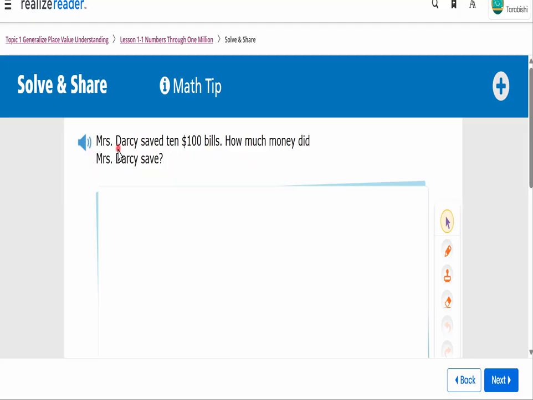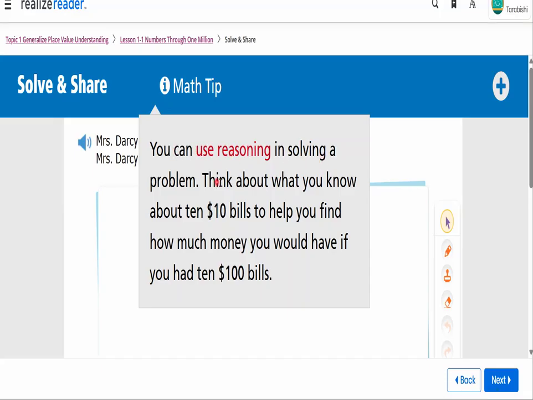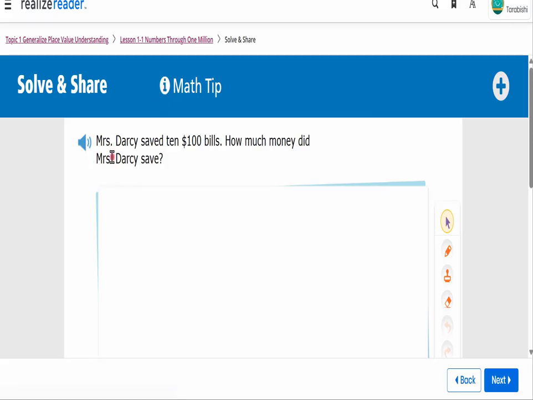So for today's solve and share, you can go ahead and read the question. And today's math tip is you can use reasoning in solving a problem. Think about what you know about $10 bills to help you find how much money you would have if you had 10 $100 bills. And here's our question for today. Mrs. Darcy saved 10 $100 bills. How much money did Mrs. Darcy save?